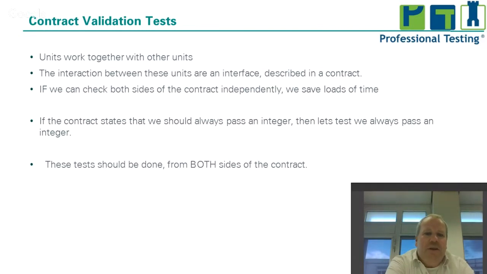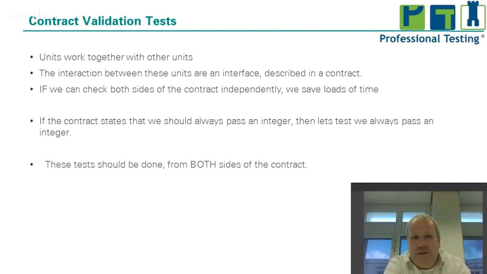For instance, if we have a contract that states that we should pass an integer, then we should always test that we always pass an integer, or at least check if that's correct. So to be totally aware of a unit and to know how to test it, we probably want to have its contract or its interface description to make sure that we actually test the right things. And if we want to do the tests right, we want to do them from both sides.